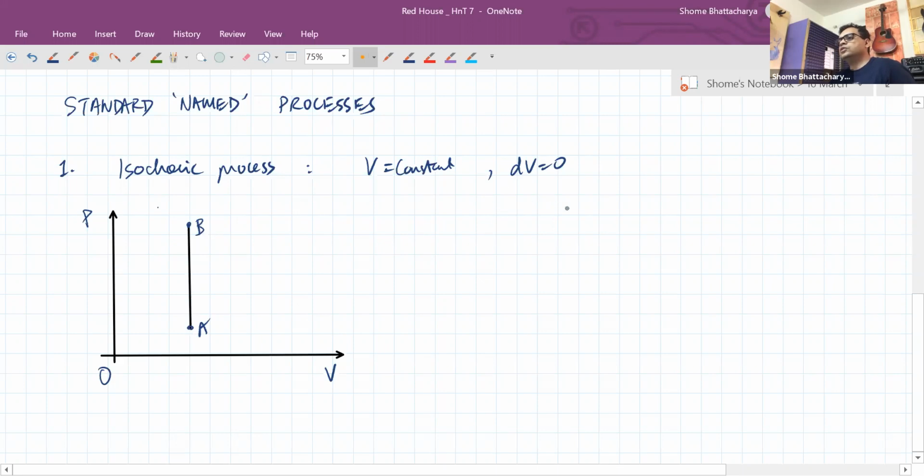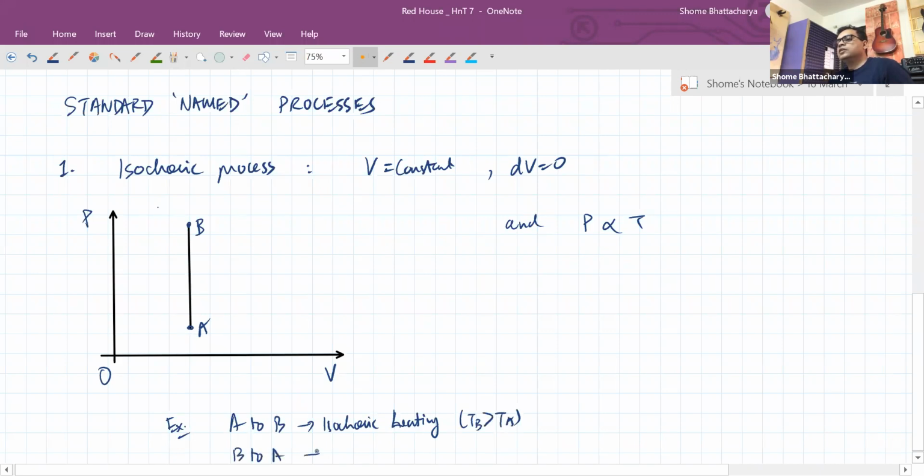So if volume is constant, that means also pressure is proportional to temperature. Okay, so therefore, in this graph, A to B is an isochoric heating process. We are heating the gas because temperature at B is greater than temperature at A. Whereas if we go from B to A, it is an isochoric cooling. Okay, temperature at A is less than temperature at B.